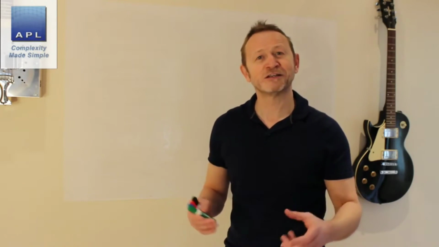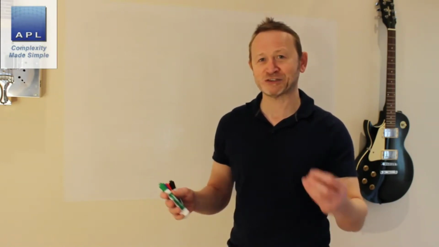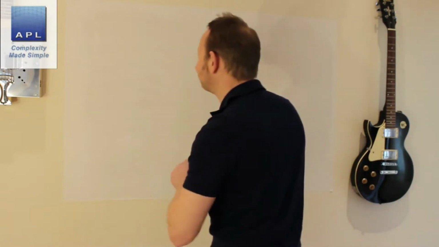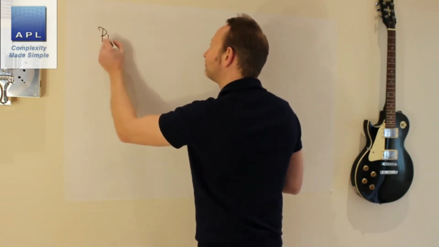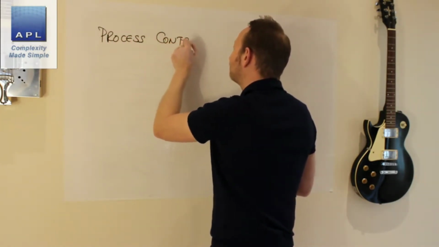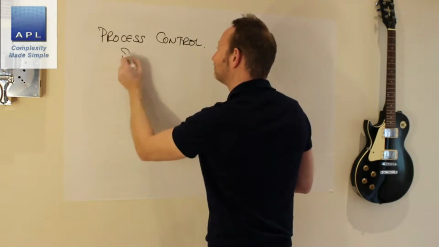Welcome to Complexity Made Simple. My name is Paul Allen and the topic of today's newsletter is how to design great control standards. You've got a process, you need to put controls in place. How do you do it so you get true process control that's easy to maintain and understand? So we're going to take a look at process control standards. How to design a great standard.